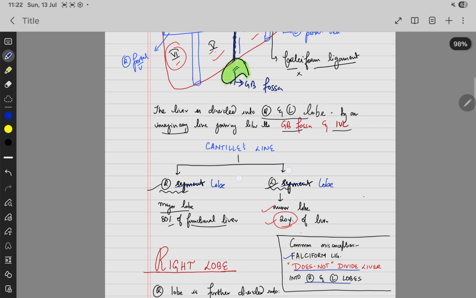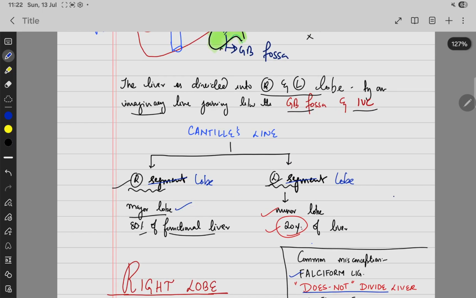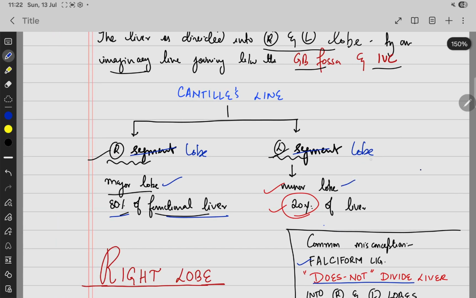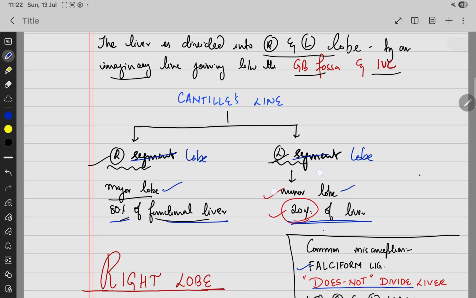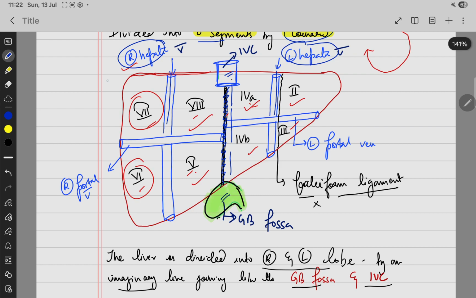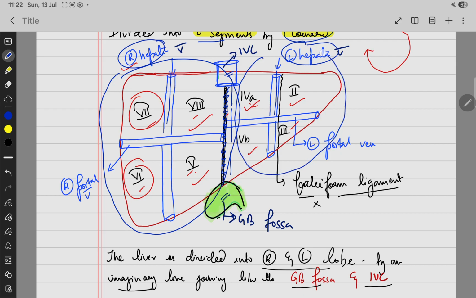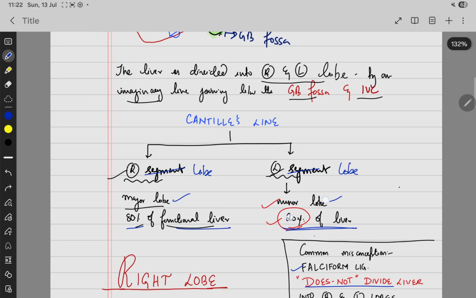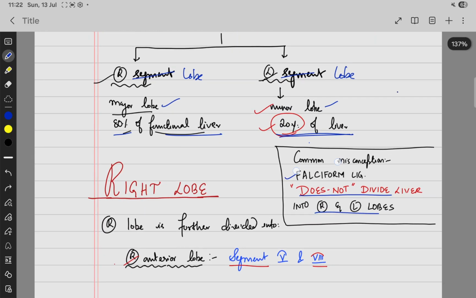The right lobe constitutes the major lobe and forms 80% of the functional liver, while the minor lobe, that is the left lobe, forms only 20% of the liver. This complete structure is the right lobe, and this complete structure is the left lobe. Okay, now you understood. Now we'll further divide the right lobe into its divisions.